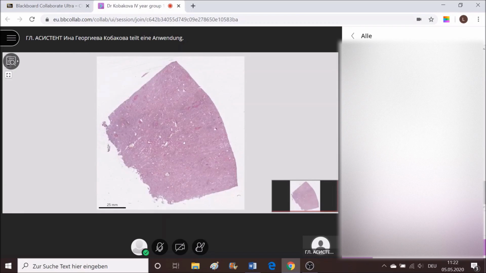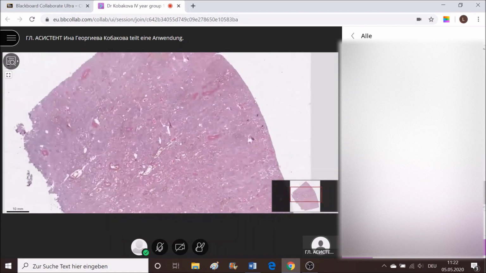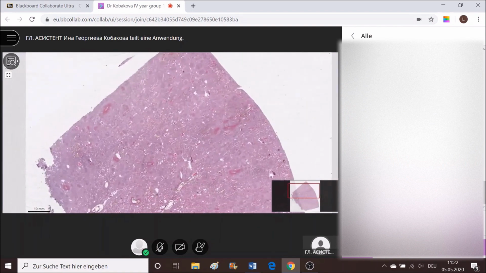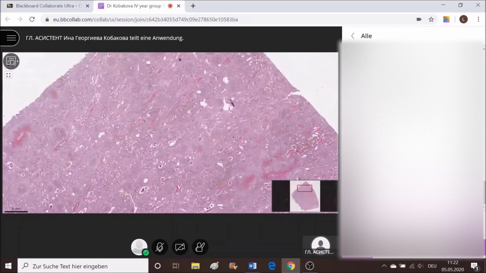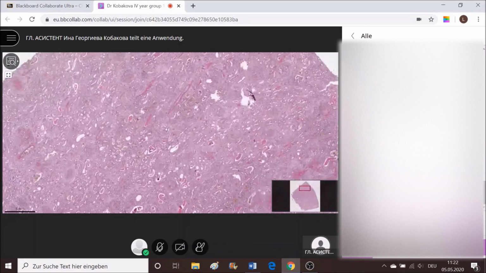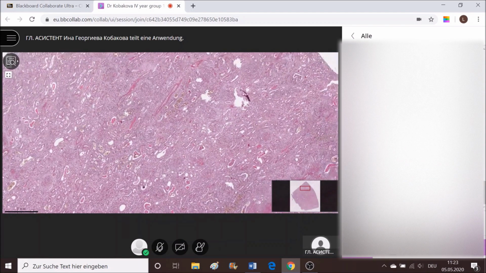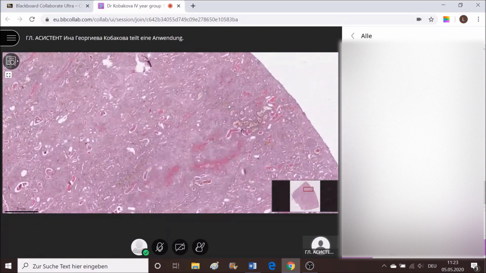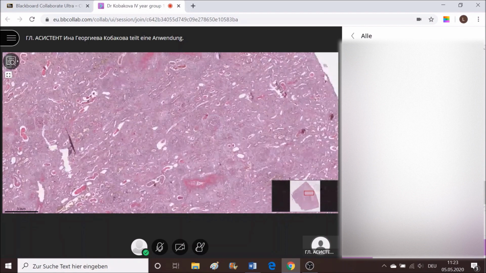Now, recognize the structures again. Same organ, we observe glomeruli. Okay, what else? We observe tubules, proximal and distal. So it's again kidney.